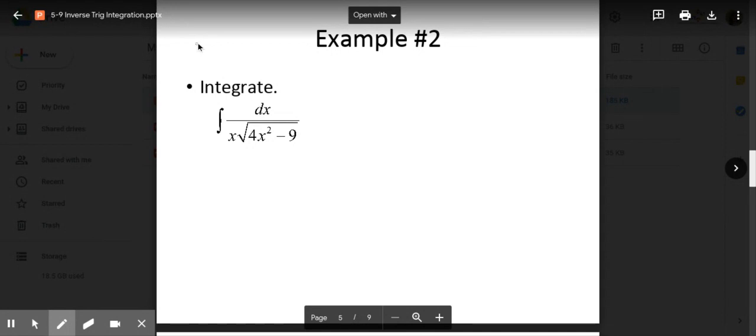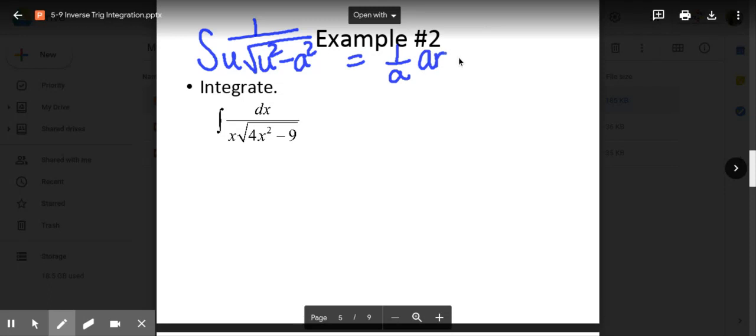So remember what arc secant looked like. Arc secant was 1 over u, and then the square root of u squared minus a squared, and that equaled 1 over a arc secant of u over a plus c. So all I've got to do is see who my u and a are. So who is my a? It's minus a squared, so my a is going to be 3.